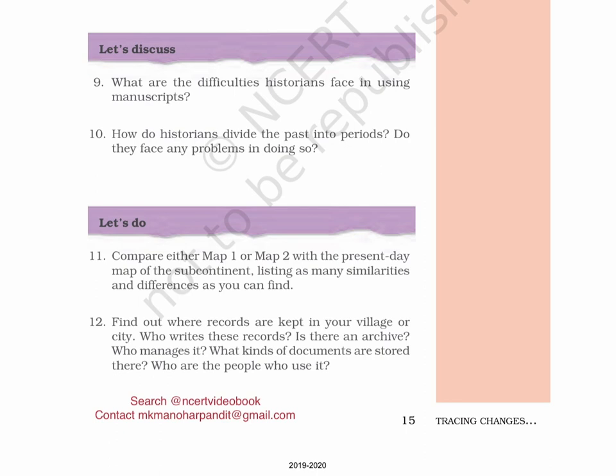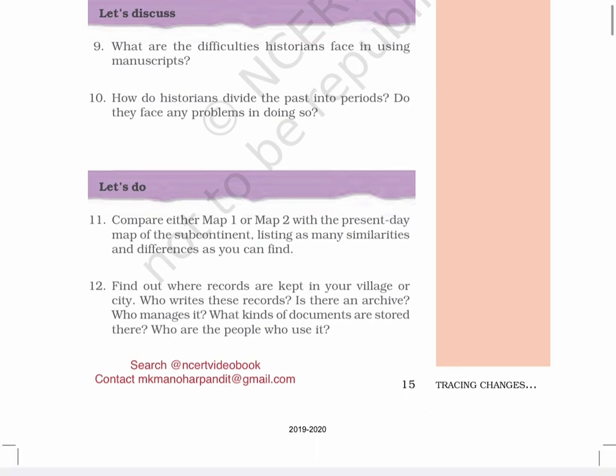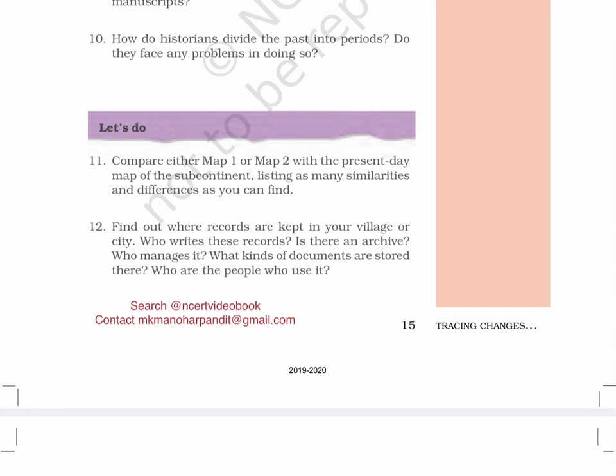Let's do. 11. Compare either map 1 or map 2 with the present-day map of the subcontinent, listing as many similarities and differences as you can find. 12. Find out where records are kept in your village or city. Who writes these records? Is there an archive? Who manages it? What kinds of documents are stored there? Who are the people who use it? Chapter 1 of the total 10 chapters of the book ends here.